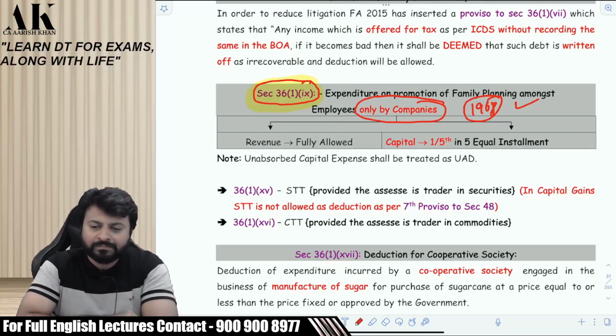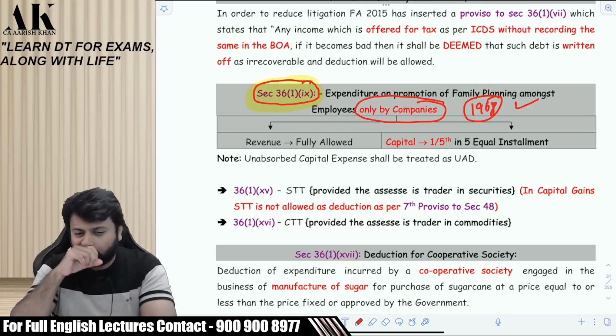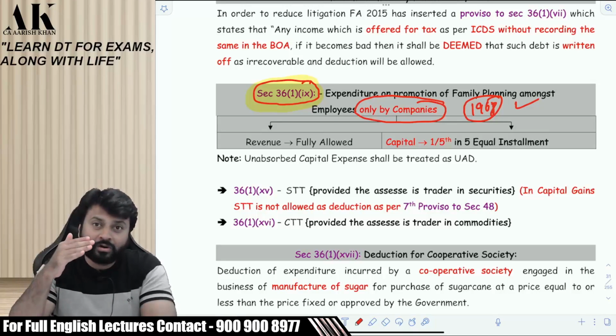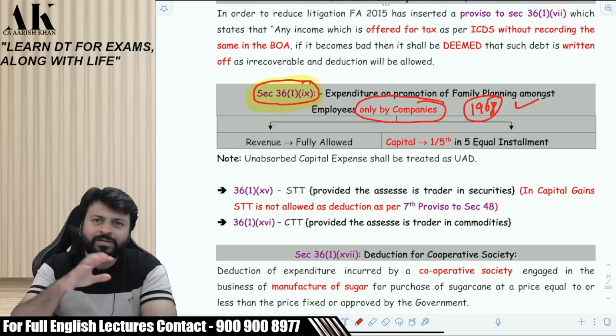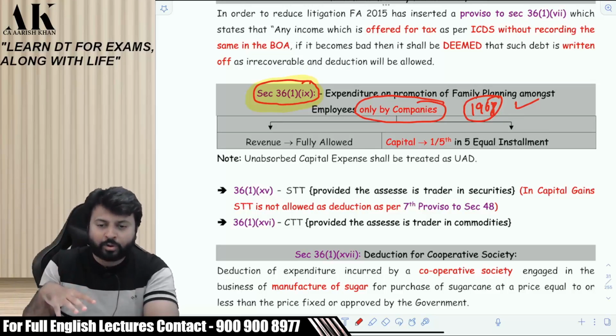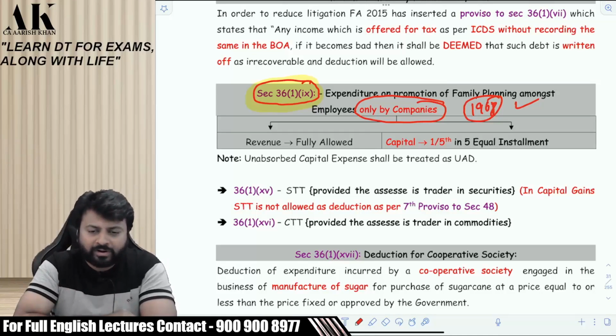Yes or no? Because the workers, generally employees means the labor class workers, they are not educated enough. They don't know the consequences of having more children later on. So it is the duty of the company. The government said companies are having lakhs of employees under their employment, right? So they can address lakhs of people in one shot, right or not?